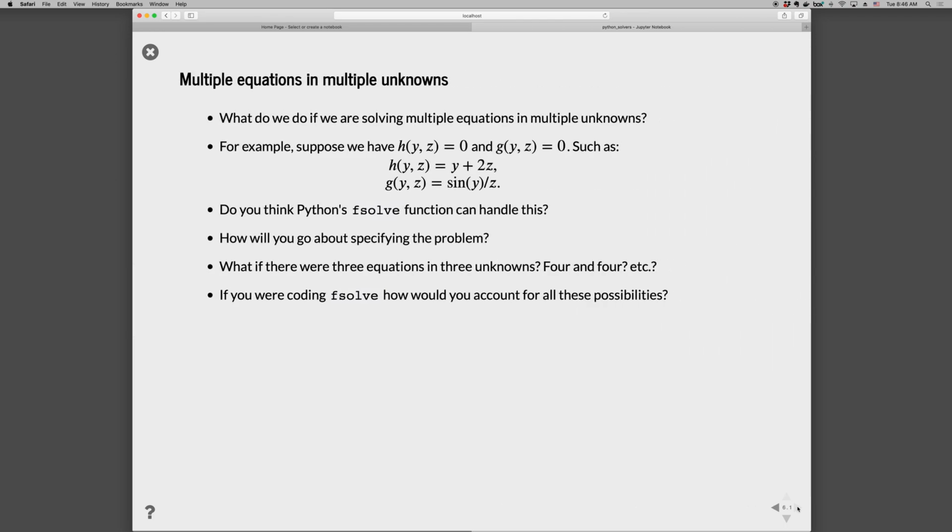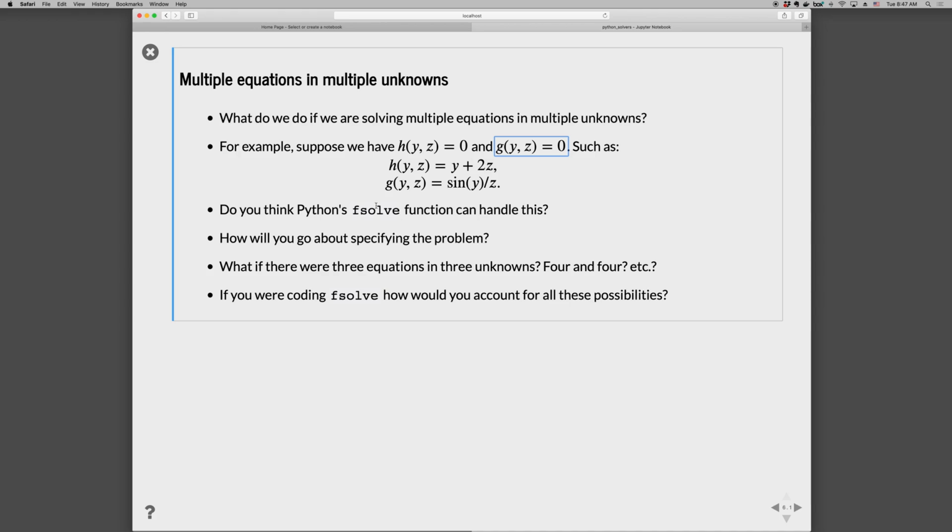Okay, so if we want multiple equations and multiple unknowns, suppose we're solving for two equations and two unknowns. In this case, we would have h of y, z equals 0 and g of y, z equals 0. So we have two functions, h and g, and both of them are functions of two variables, y and z. So our problem is to find y and z such that both of these equations are 0. So an example would be h of y, z is y plus 2z, and g of y, z is sine y over z.